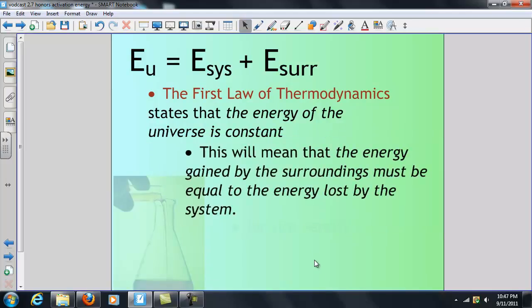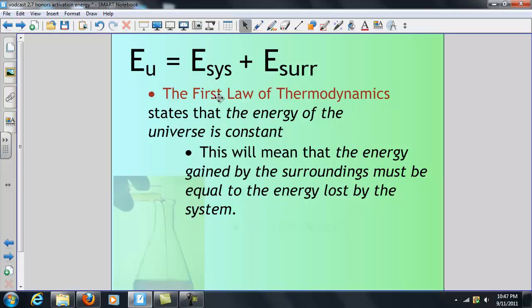That leads us to a pretty important law, called the first law of thermodynamics. Basically, it is a restating of the law of conservation of energy. It says that the energy of the universe is constant. Looking at this formula, don't worry, you're not going to have to calculate anything really with it, but it means the energy of the universe never changes, and the energy of the universe is made up of the system plus the surroundings.